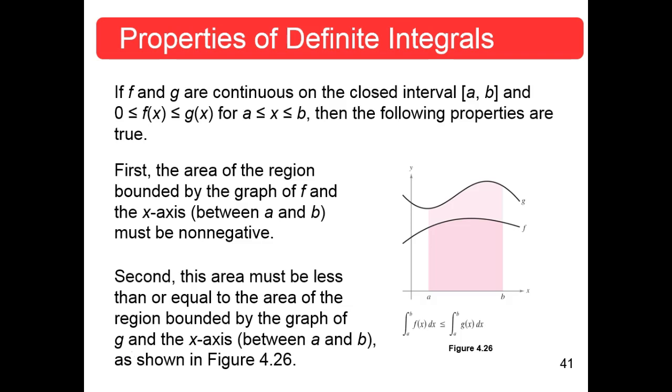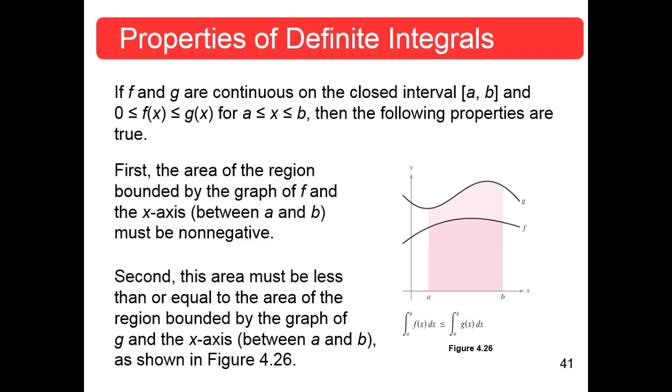If f and g are continuous on some closed interval a to b, and f is always between 0 and g, in other words, both f and g are never negative. They could be 0, but never negative, okay? And f is never greater than g. Could be equal, but never greater. And, of course, your x is between a and b, a being less than or equal to b. Then the following properties are true.